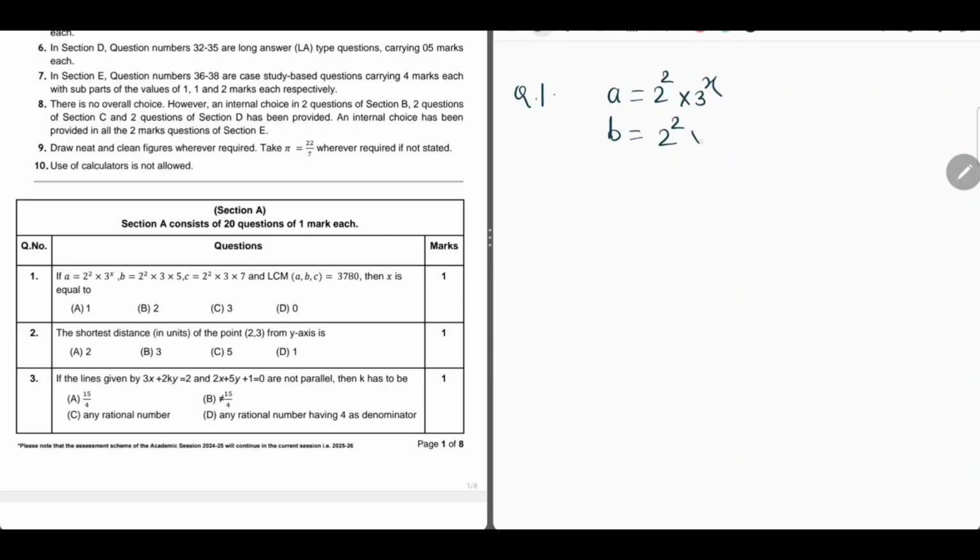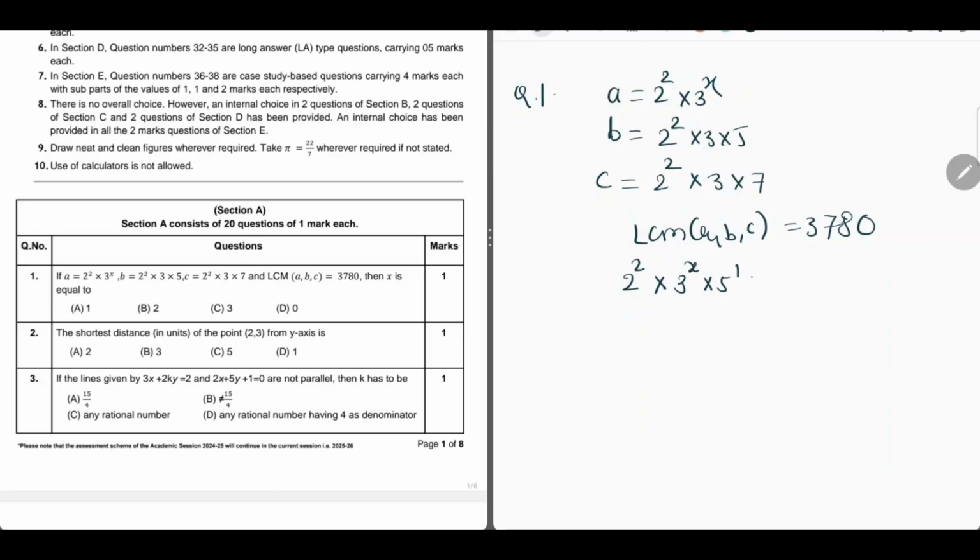Here a is 2 raised to 2 into 3 raised to x, b is equal to 2 raised to 2 into 3 into 5, c is equal to 2 square into 3 into 7. Now the LCM of a, b, c is given as 3780. Now here we are going to write down the highest power of each prime number, that is 2 raised to 2, the highest power of 2, then 3 to the power x, then 5 has only one power, 7 has only one power.